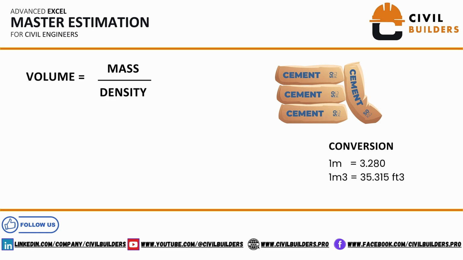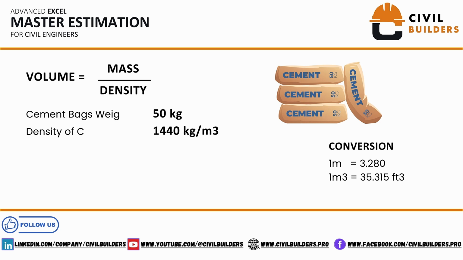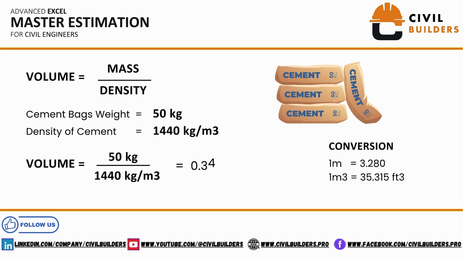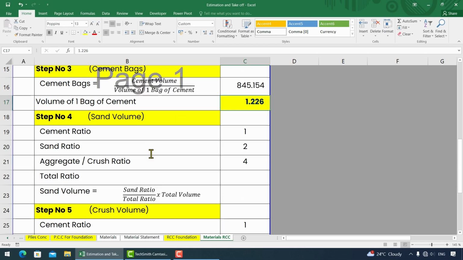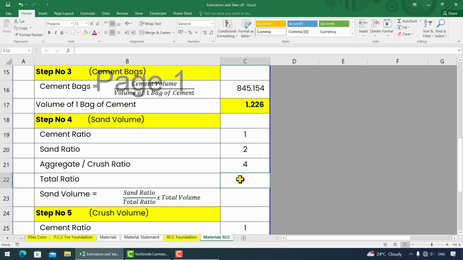We knew that one bag of cement is 50 kg, and the density of cement is 1440 kg per cubic meter. By inputting these values in the formula, volume equals mass over density, we got the value 0.374 cubic meter. To convert this value into cubic feet, we need to multiply it with 35.315. Then we got the volume 1.226 cubic feet. Next, repeat the same steps for sand volume and crush volume calculations.